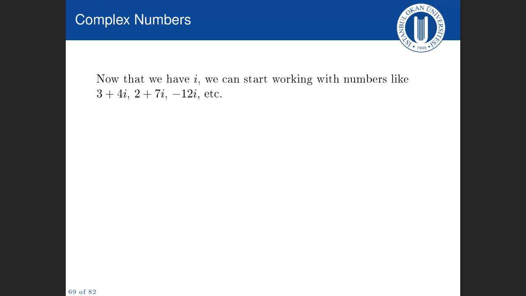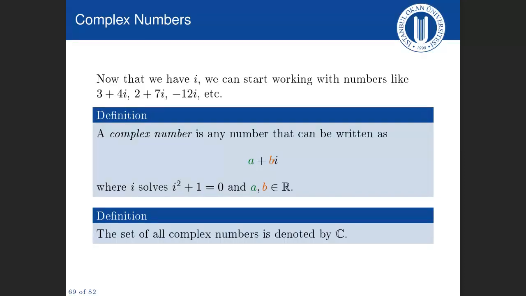Now that we have this number i, we can start working with numbers like these: 3 plus 4i, 2 plus 7i, minus 12i, etc. A complex number is any number which can be written as a plus bi, where i solves the equation i squared plus 1 is equal to 0, and a and b are real numbers. The set of all complex numbers is written like this. It's a hollow capital C.